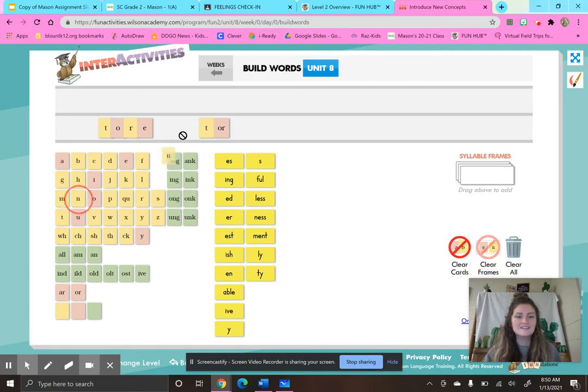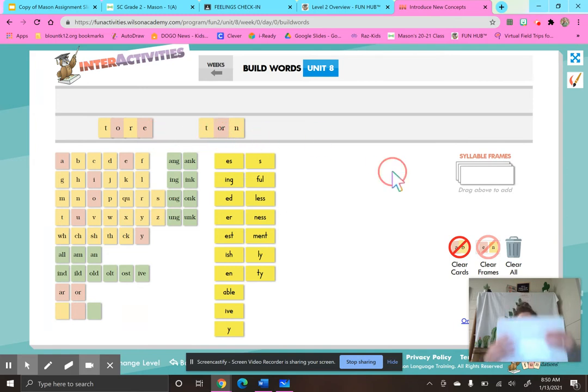Where is that letter in? Torn. So when we hear that OR at the end of a word, it is ORE. But if we hear that OR in the middle of a word, it does not get that silent E. So tore, torn.